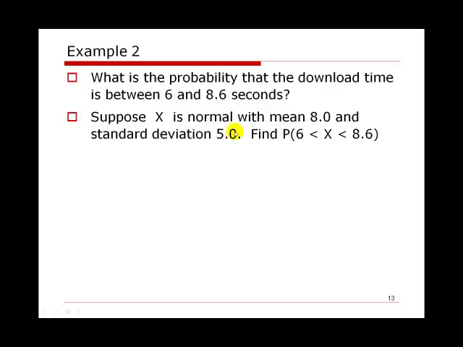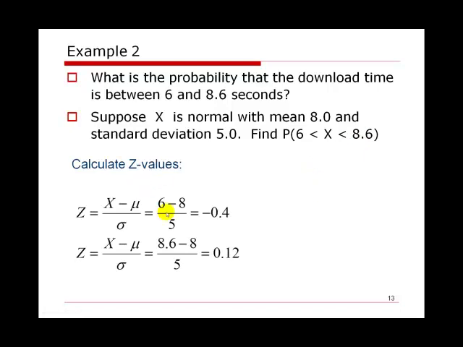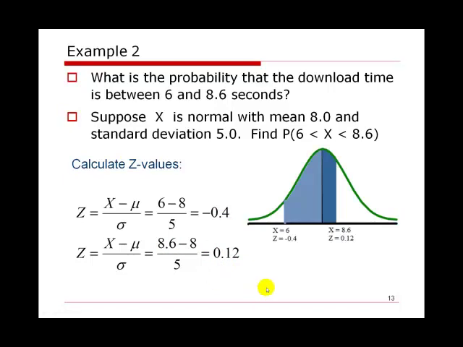Suppose x is a random variable. The probability we're looking for is P(x greater than 6 and less than 8.6). Now we can calculate the two corresponding z values. 6 corresponds to a z value of negative 0.4 and 8.6 corresponds to a z value of 0.12. Now, the probability x is between 6 and 8.6 equals the probability that z is between negative 0.4 and 0.12. This is what the relationship between general normal distribution and standardized normal distribution tells us.